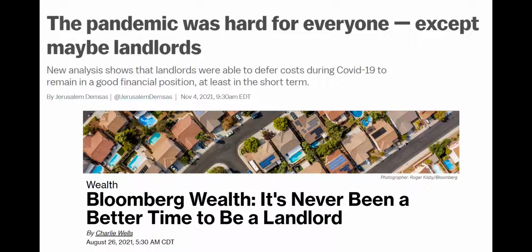But as these headlines suggest, the rental market is ripe for landlord profit today. The analysis highlighted in the first article shows that landlord balances were approximately 30% higher in May 2021 than they were 2 years earlier, with deferred maintenance and mortgage payments allowing landlords to build up their assets.